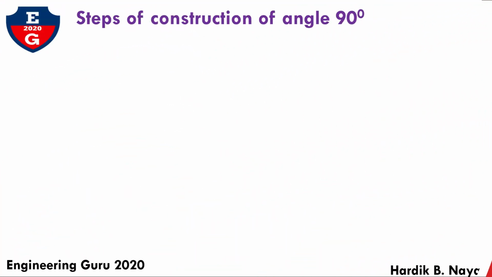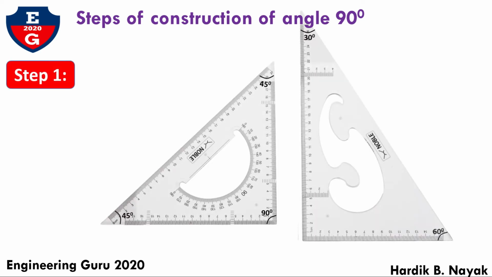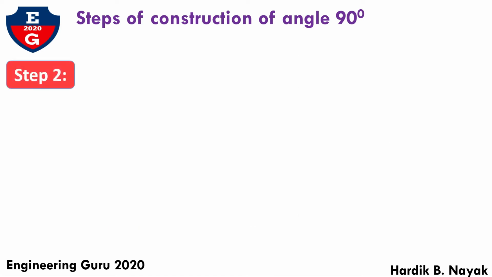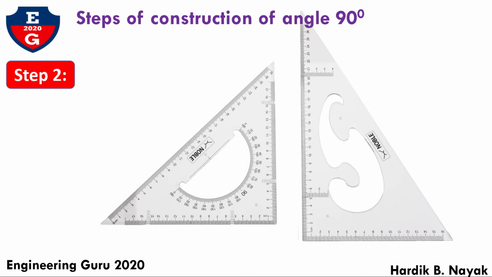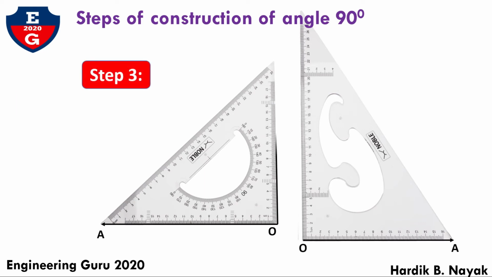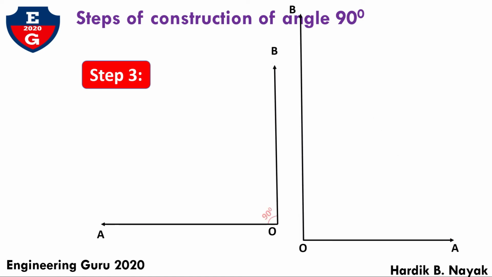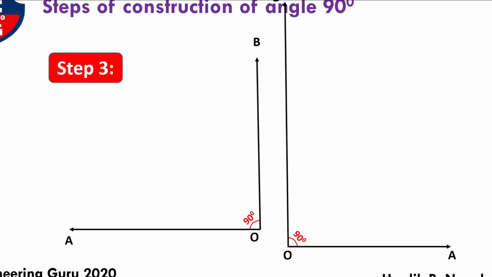Steps of construction of an angle 90 degree. Step 1. As both the set squares have 90 degree angles, either of them can be used to construct an angle of 90 degree. Step 2. Place the 30 degree set square or the 45 degree set square. Draw horizontal line OA starting from the vertex measuring 90 degree. Step 3. Draw line OB along the other edge of the set square starting from point O. The angle obtained is 90 degree. The same procedure can be repeated with the other set square.